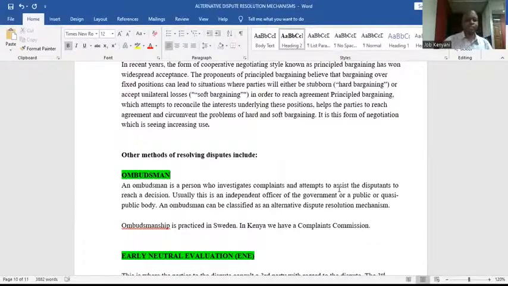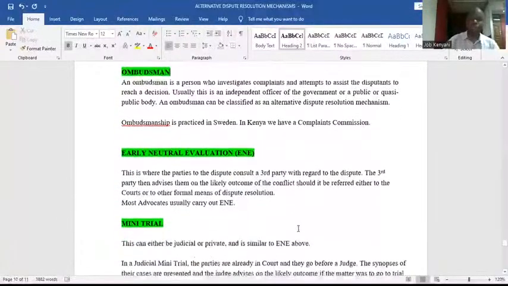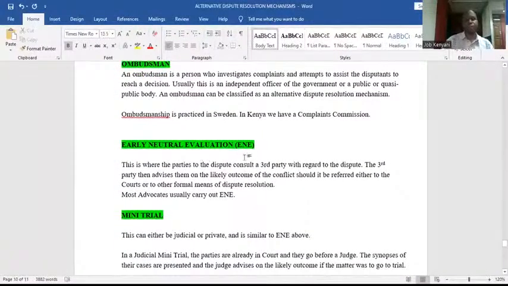So early expert neutral evaluation. So early neutral evaluation. This is where, before you go to the court, you look for a third party who can advise you. So this is where the parties to the dispute consult a third party with regard to the dispute. The third party then advises them on the likely outcome of the conflict, should it be referred either to the courts or other formal means of dispute resolution mechanisms.